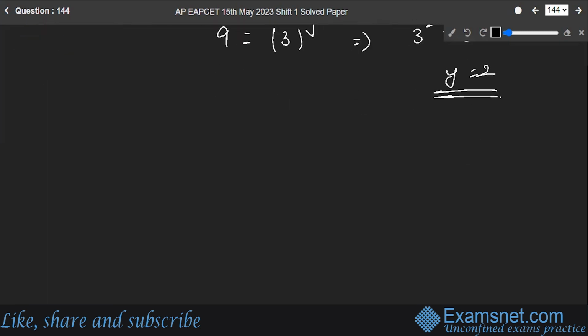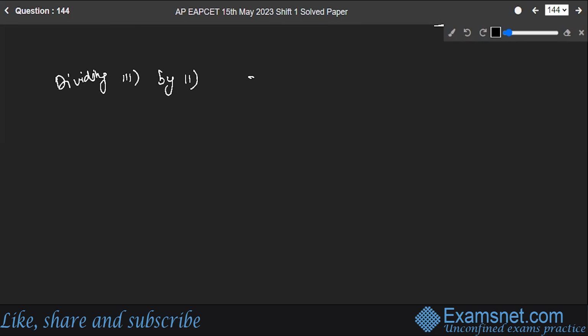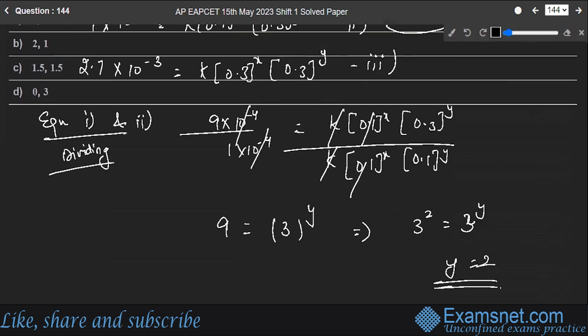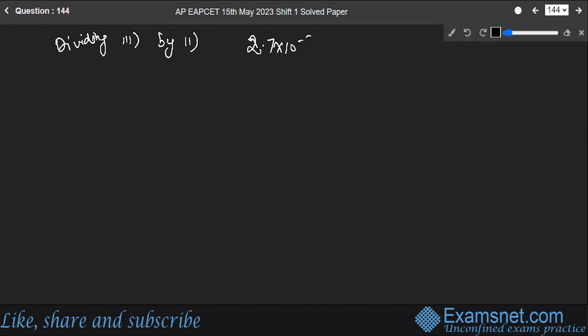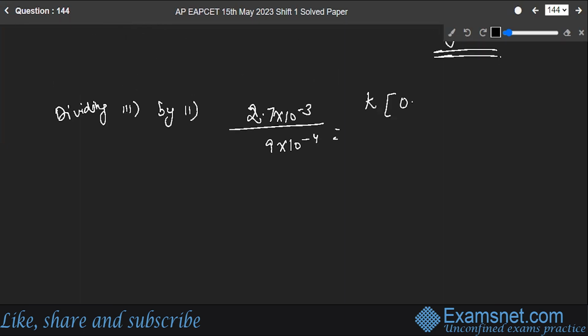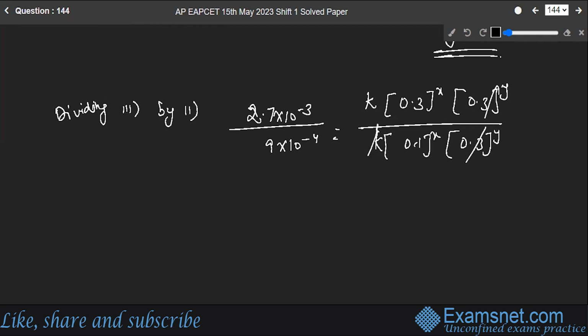Okay, so let's divide now equation 2 and 3. Dividing 3 by 2, you have 2.7 into 10 raised to power minus 3 upon 9 into 10 raised to power minus 4 is equal to K into this upon K into 0.1 power x. This will cancel, and there will be some more cancellations. Here you will have 27 upon 9 into 10 raised to power minus 3. This will be 10 raised to power minus 3 as well, because I have dissolved this decimal, and the 10 will come in the denominator.